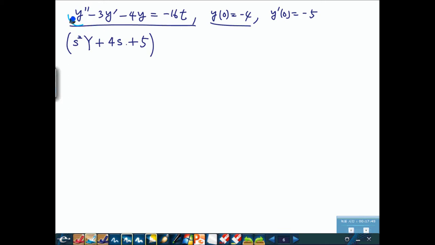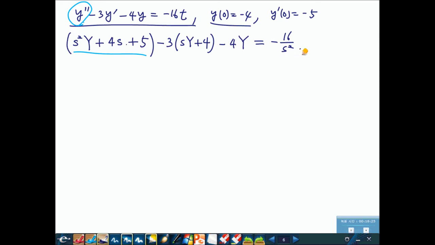Whenever you see terms in a differential equation, you simply translate that into Laplace form. Okay, and the second one is y prime. So it means s times Y, and the initial condition is minus 4, and minus becomes plus 4. Okay, and the last one is minus 4 times big Y, right? Then the right hand side is, from the table, minus 16 over s square. T is 1 over s square in the table.